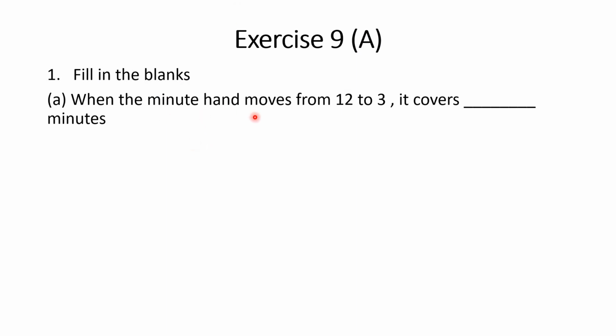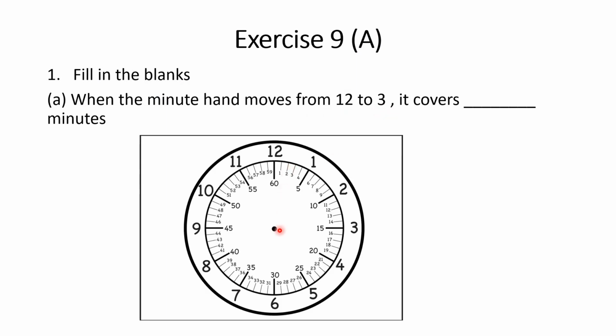Now let's do exercise 9A. When the minute hand moves from 12 to 3, it covers dash minutes. So let's see, the minute hand moves from 12. Both these hands are minute hands, I have shown for your example. So when this minute hand moves from your 12 to your 3, it covers how many minutes? As I said, these are per minute. So if you count from 1, it comes to 15. From 12 to 3, it comes to 15.